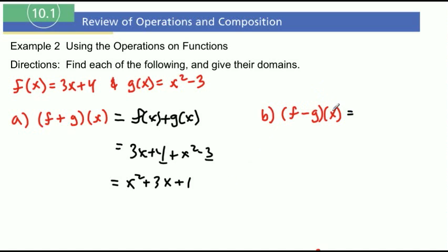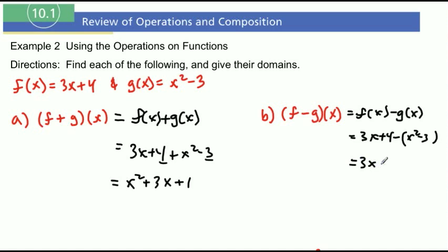Again, f minus g of x means f of x minus g of x. So what we want to do is just substitute and simplify. Again, f of x is 3x plus 4. Minus is very important here. Put minus g of x. So that means I'm going to put g of x in parentheses because it's more than one term. It's x squared minus 3, which is important because now we have to distribute this minus sign. Okay, so that's what I'm going to do right here.